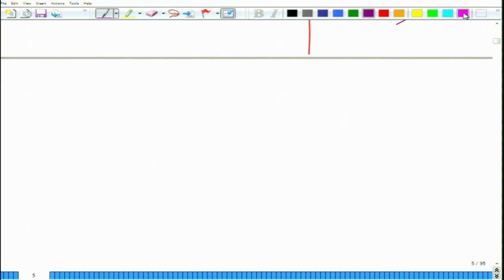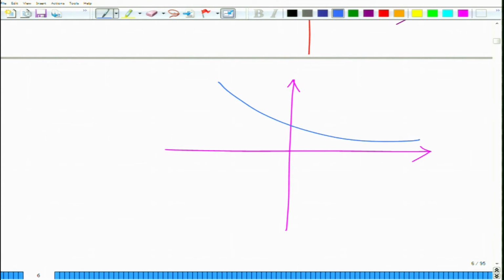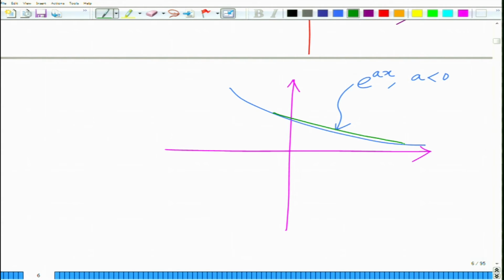In fact one can also consider a decreasing exponential, that is e raised to the power of ax, that arises for a less than 0, and you can also quickly see just by visual inspection that that is also a convex function. Okay. If you plot e raised to the power of ax, a less than 0, also an exponential, you can again see that you take any 2 points and join the 2 points, the chord lies above the function.